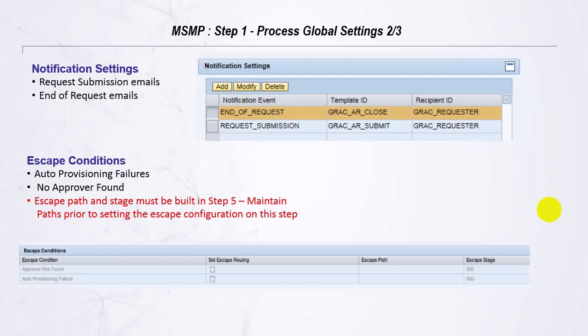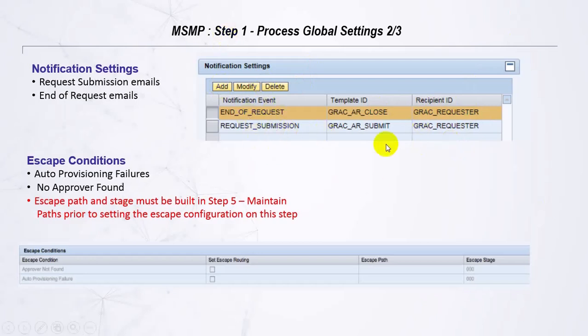Requester means who is submitting the request. That is, on behalf of them, we will submit the request, so we will only get the notification. We will attach the compliance agreement, but make sure always the recipient ID in the global notifications is GRC requester.